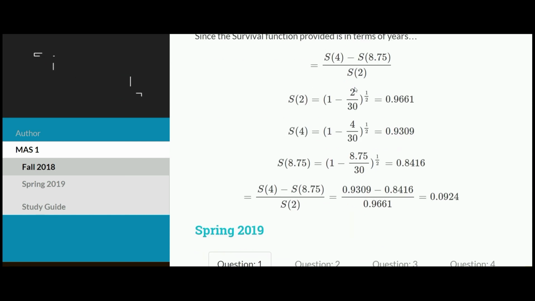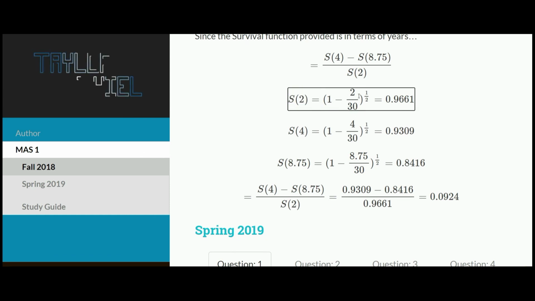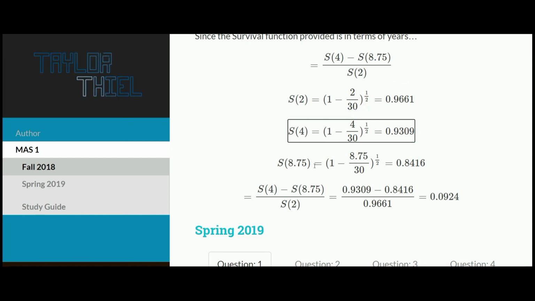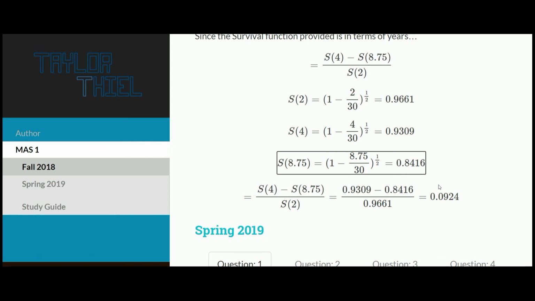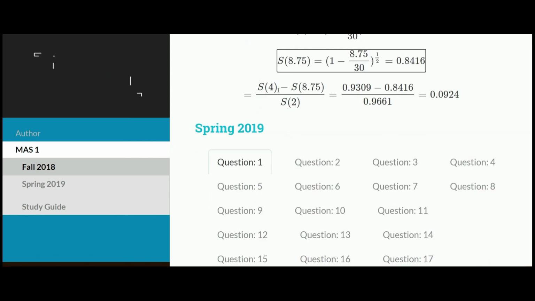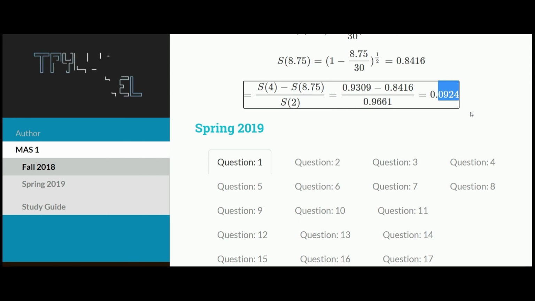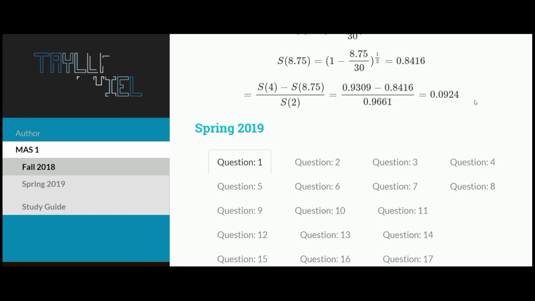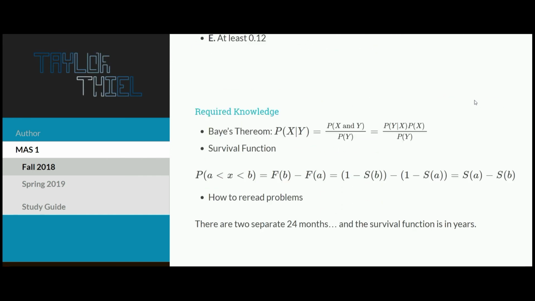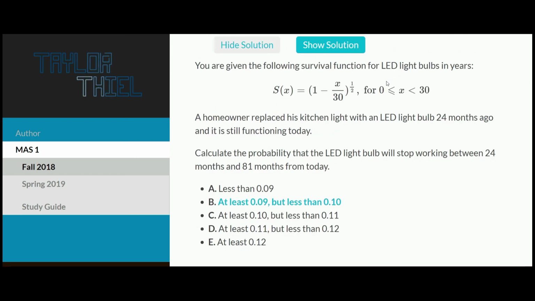At this point, it's really just plug and chug. S of 2, 1 minus 2 years over 30, all to the power of 1/2, is 0.9661. Then we plug and chug for the other two as well and get these numbers. Finally, just plug that in, put it all in your calculator, and you get 0.0924. Scrolling up, we see that falls in the range of B. So B is our final answer.